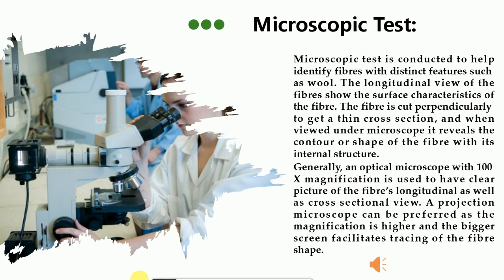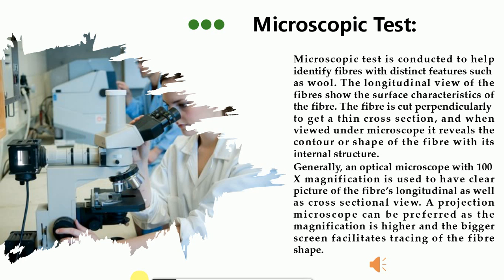A microscopic test is conducted to help identify fibers with distinct features such as wool. The longitudinal view of the fibers shows the surface characteristics of the fiber. The fiber is cut perpendicularly to get a thin cross-section, and when viewed under a microscope it reveals the contour or shape of the fiber with its internal structure.